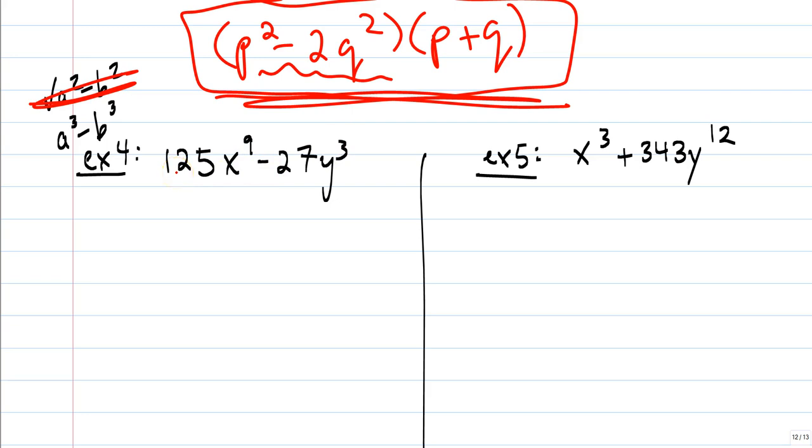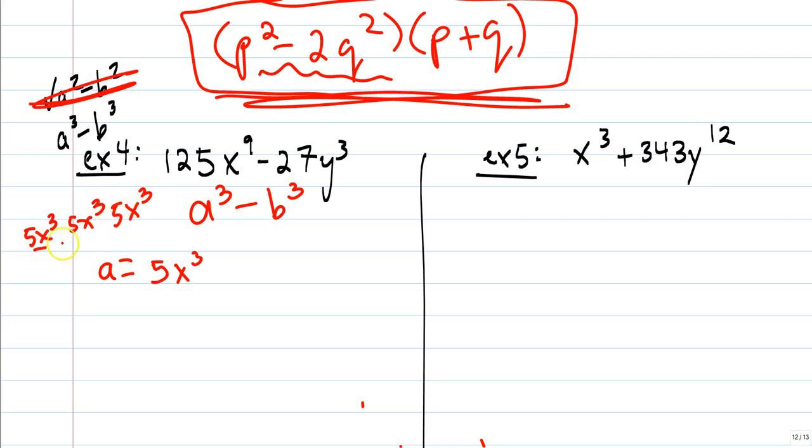What cube makes 125? How about 5 times 5 times 5? What cubed makes x to the 9th? X to the 3rd. Check this. X to the 3rd, x to the 3rd, x to the 3rd is x to the 9th. What cubed makes 27? How about 3? What cubed makes y to the 3rd? How about y?